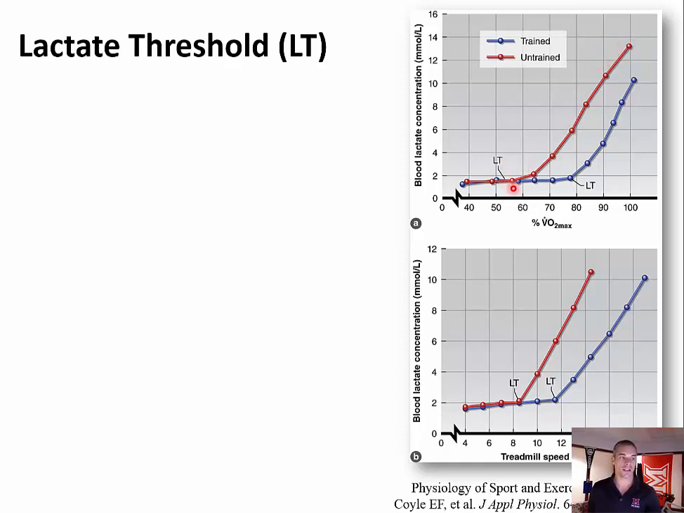So in the untrained subject in this example, we see that the lactate threshold is occurring between 50 to 60% of VO2 max, whereas in the trained person it's occurring at about 80% of that person's VO2 max. And if we look at it in terms of treadmill speed, in the untrained person, this nonlinear or exponential increase in blood lactate concentration is occurring around a speed of 8 kilometers per hour, whereas in the trained person, just under 12 kilometers per hour.